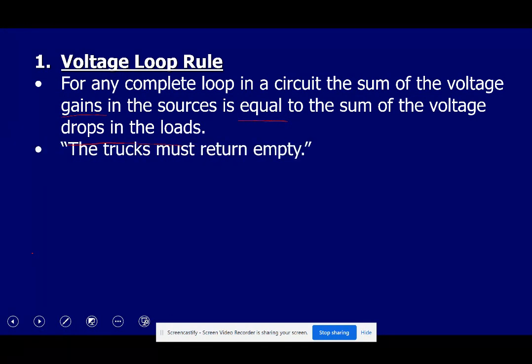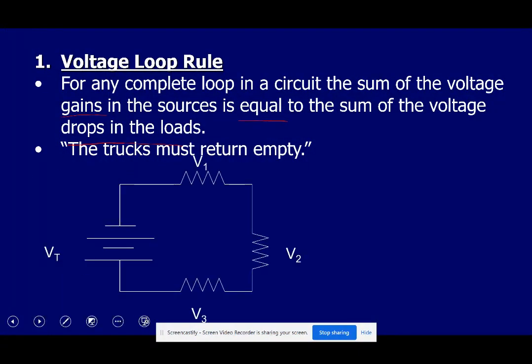As follows, the trucks must return empty. So an old textbook I used to use visualized the coulombs of charge traveling around the circuit as being full of energy. Okay. And in each load that they passed, they dropped off some of that energy.